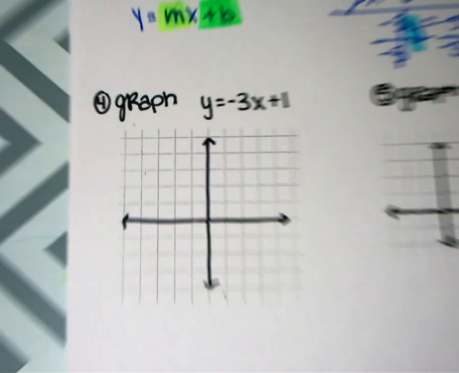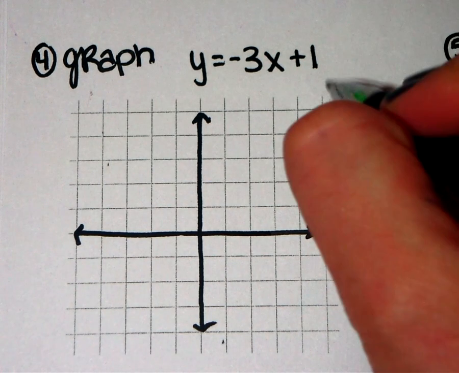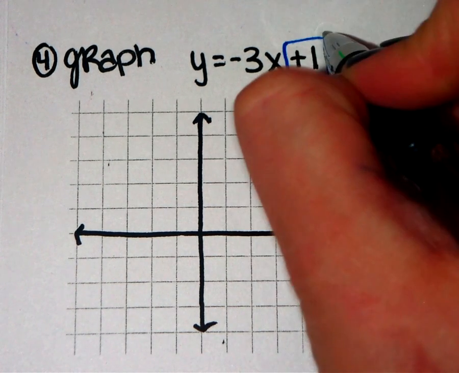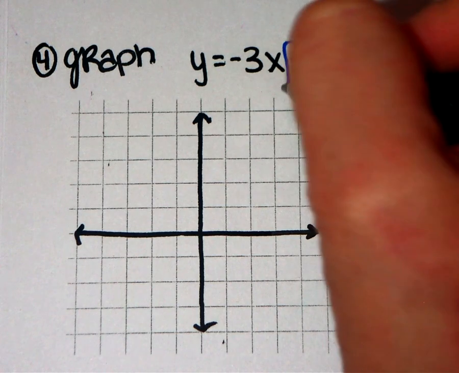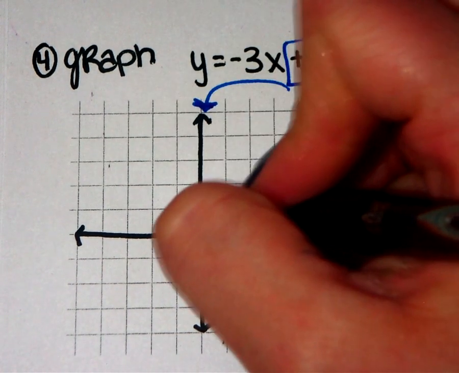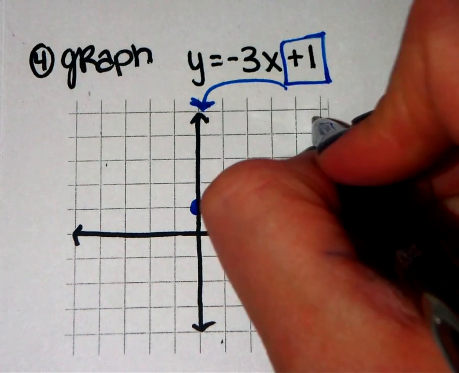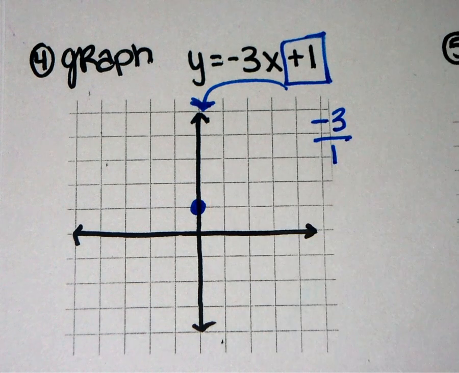So starting on the first one, graph y equals -3x plus 1. The first thing you have to do is graph your y-intercept. It's a y-intercept, so you need to graph it on the y-axis, +1. The next thing you're going to do is plot your slope. My slope is -3 over 1.